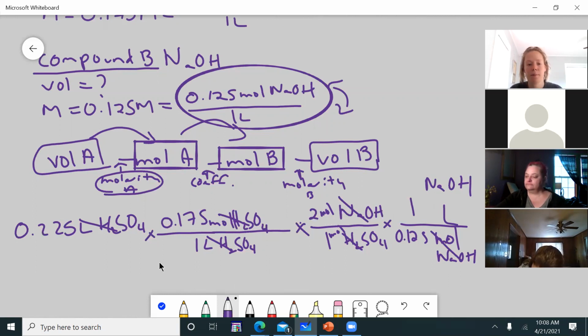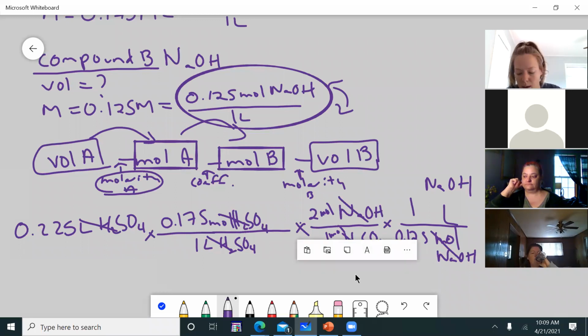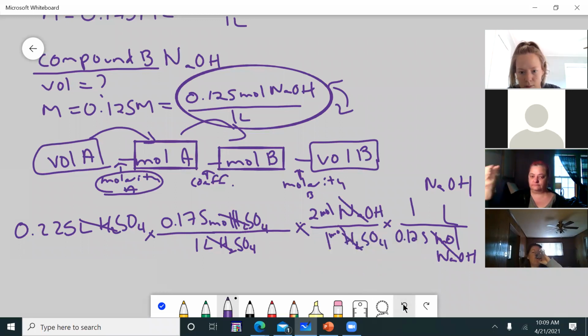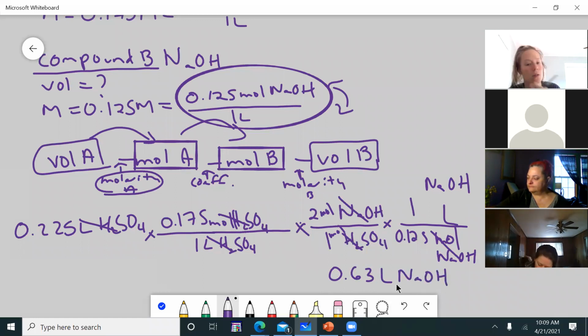And we end up, let me just plug and chug. I know it's on the slides, but so we're multiplying it. Okay, and I get a new volume of 0.63 liters, specifically of the NaOH solution. Fun, isn't it?